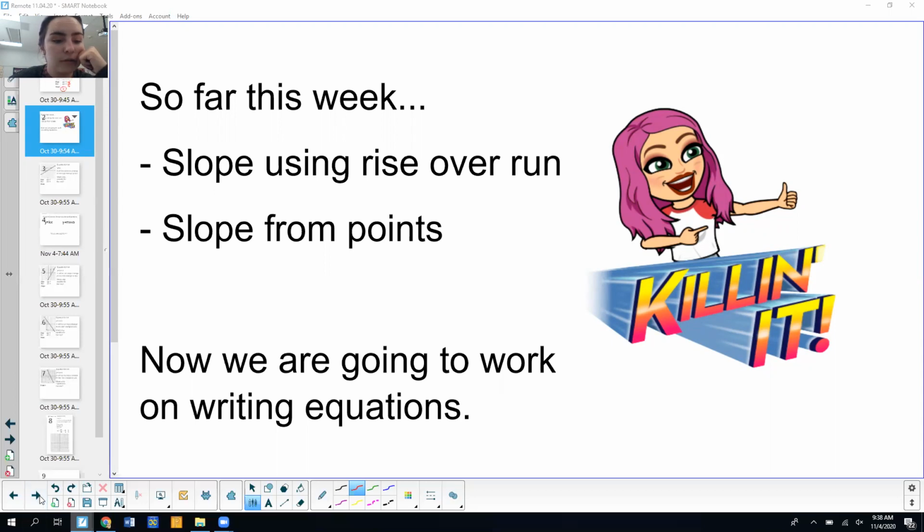I'm going to see if I can make this chat box a little bit smaller. Maybe, no, that's okay.